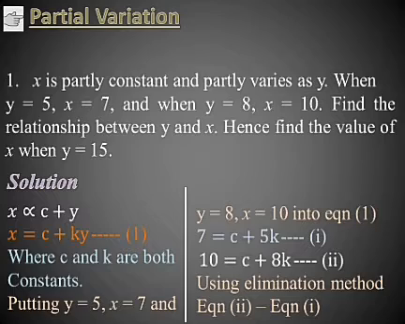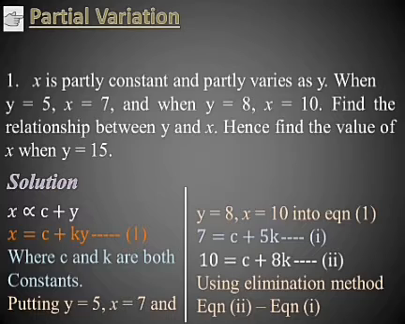Putting the values of y equal to 5 and x equal to 7, and y equal to 8 and x equal to 10 into equation 1, equation 1 will become 7 equal to c plus 5k. Call this equation 1. If you put the values of y equal to 8 and x equal to 10, it will become 10 equal to c plus 8k. Call this equation 2. You would observe that equation 1 and equation 2 are simultaneous equations.